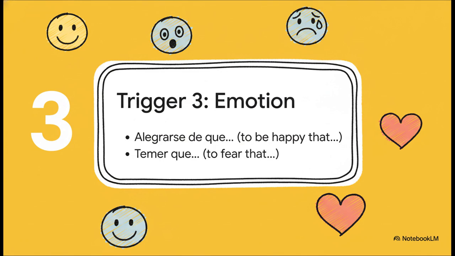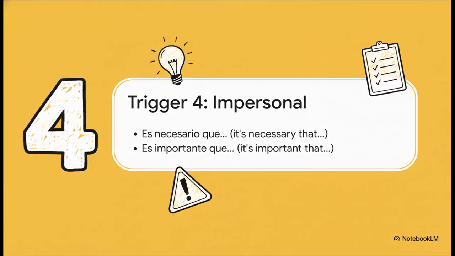Okay, trigger number 3 is all about emotion. Think about it. How you feel about something is the very definition of subjective, right? So when you express happiness or fear or surprise about something someone else does, like with phrases me alegro de que or temo que, you've just triggered the subjunctive. And our last big category of triggers is what we call impersonal expressions. These are just those general statements of importance or necessity or even recommendation. Phrases like es necesario que and es importante que are classic introductions to a subjunctive clause. They kind of set the stage for a subjective judgment or command.